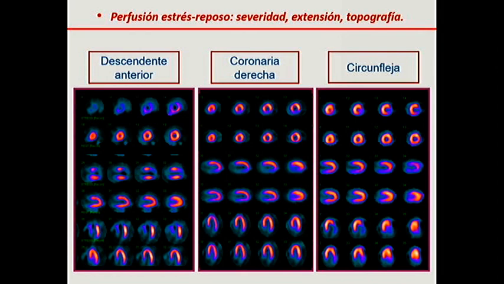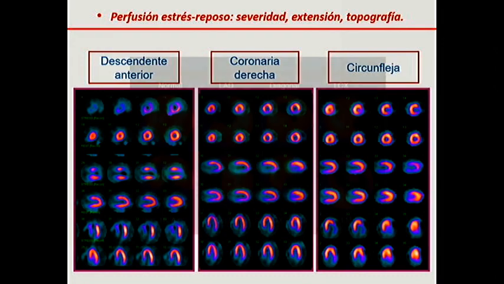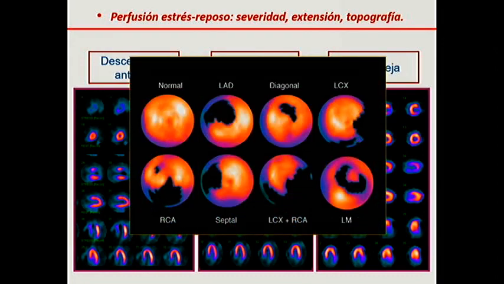So these are real cases, right? Descending anterior, what is affected? Right coronary, the inferior wall, and the lateral wall. This is for a more experienced eye. This is easy to conduct. And of course, we have the smaller defects that could correspond to branches of the main arteries.